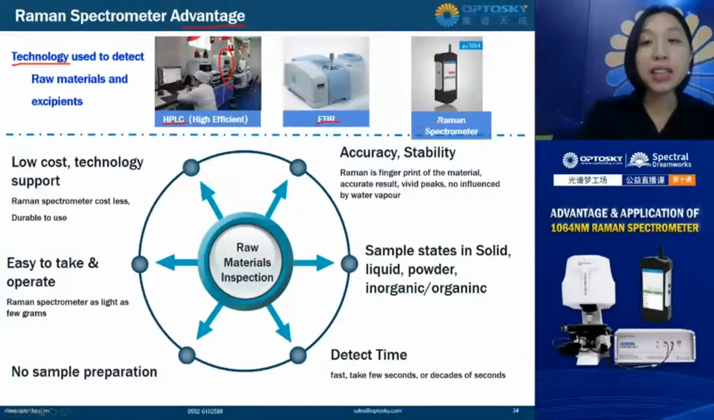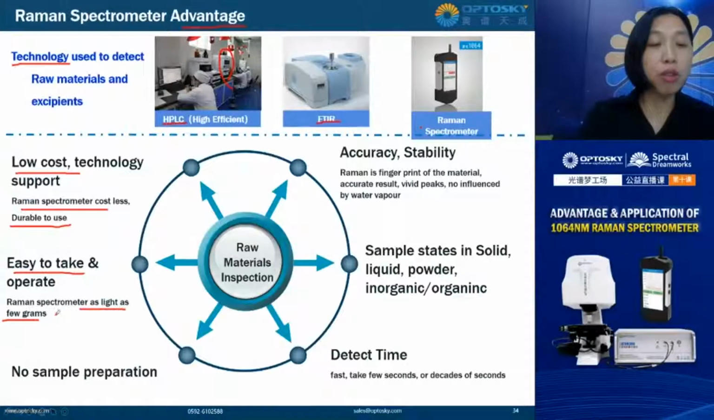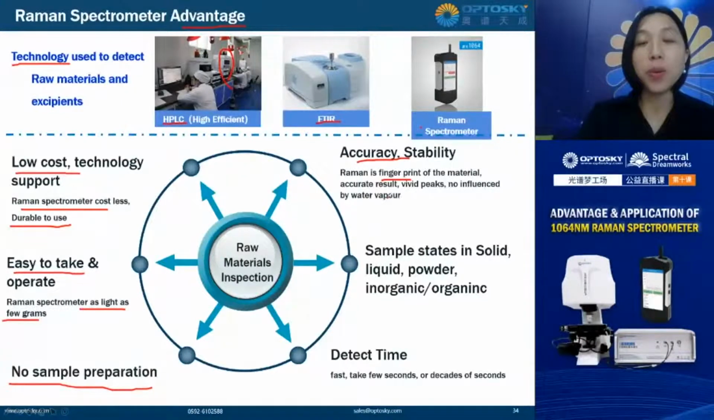We compare Raman spectrometers to the HPLC and FTIR. Raman has a low cost, costs less, and is durable to use. Secondly, it's compact and easy to take anywhere, just like your cell phone. There is no sample preparation, so it's non-destructive. It's accurate, just like a fingerprint of the material.